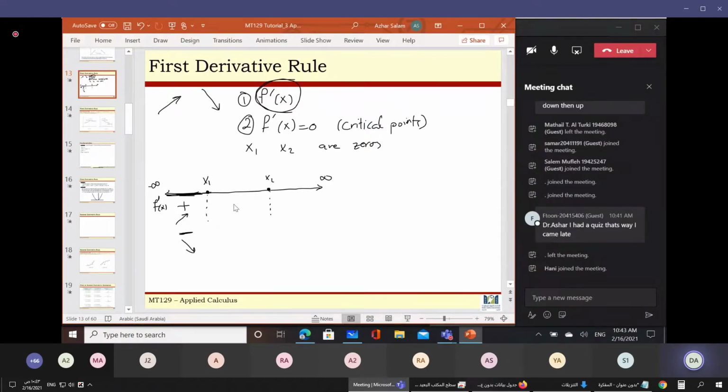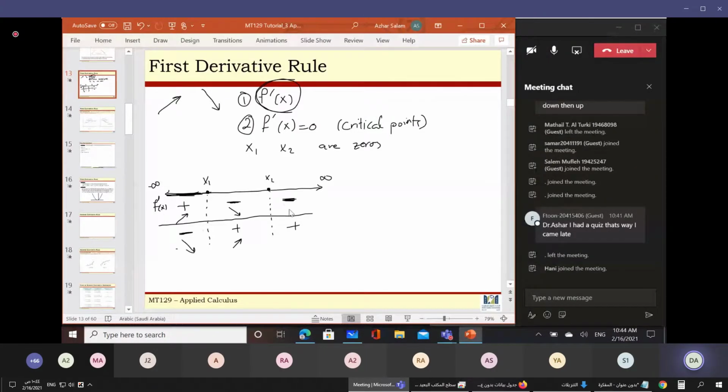But if it's negative, it will be decreasing. Okay, also here, if it's negative, it will be decreasing, and if it's positive, it will be increasing like that. Okay, let's say here at the same time I have negative and positive, or positive. Okay, these are the possibilities.